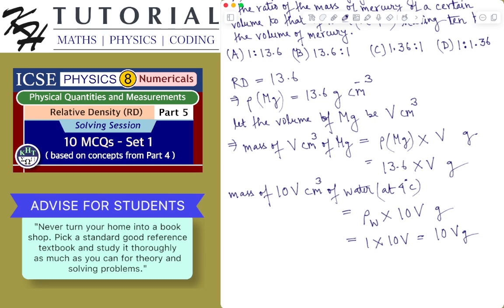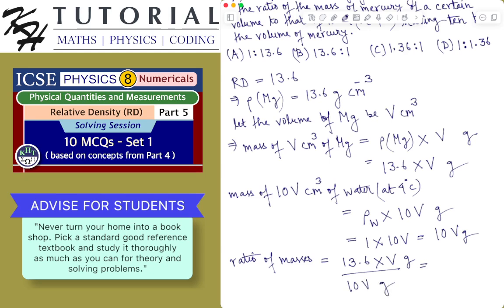So the ratio will be the ratio of masses. We have to find the ratio of V centimeter cube of mercury to that of 10V centimeter cube of water. So the mass of V centimeter cube of mercury was 13.6 multiplied by V gram, and the mass of 10V centimeter cube of water is found to be 10V gram.